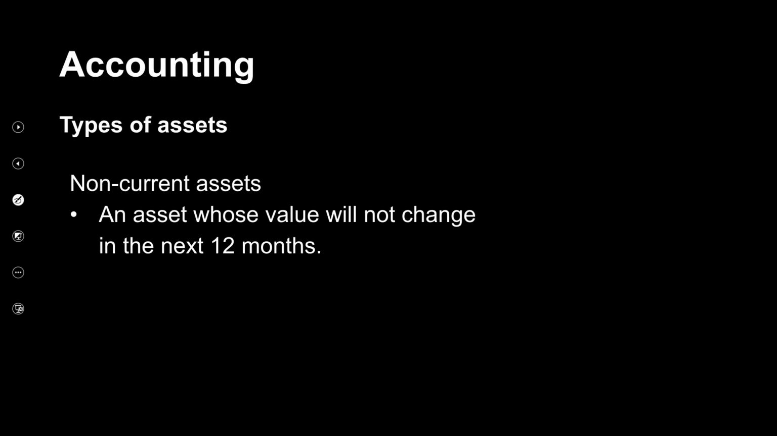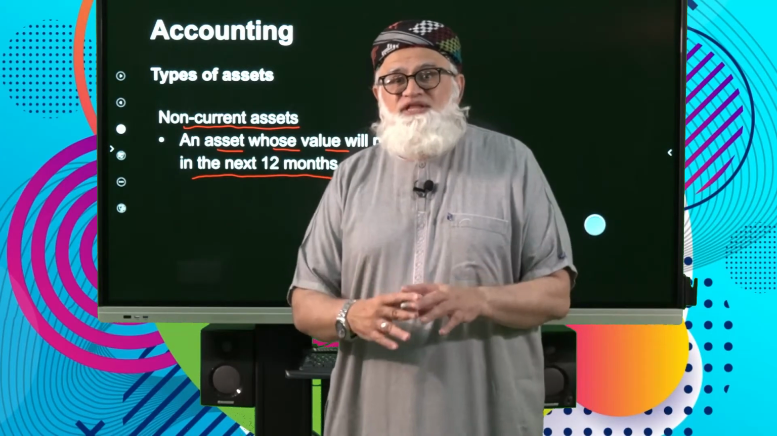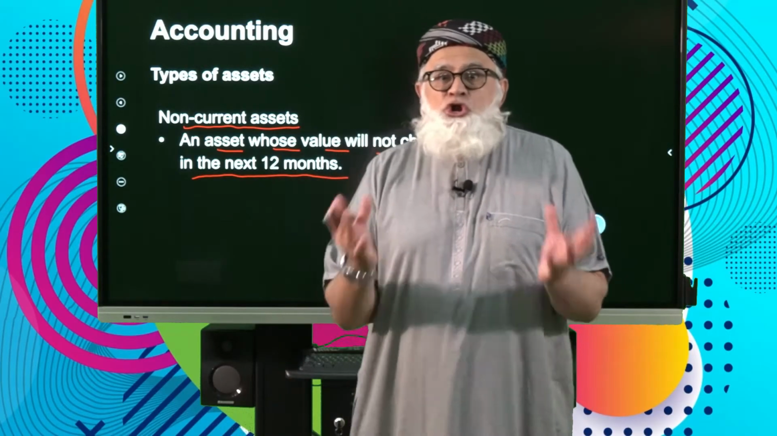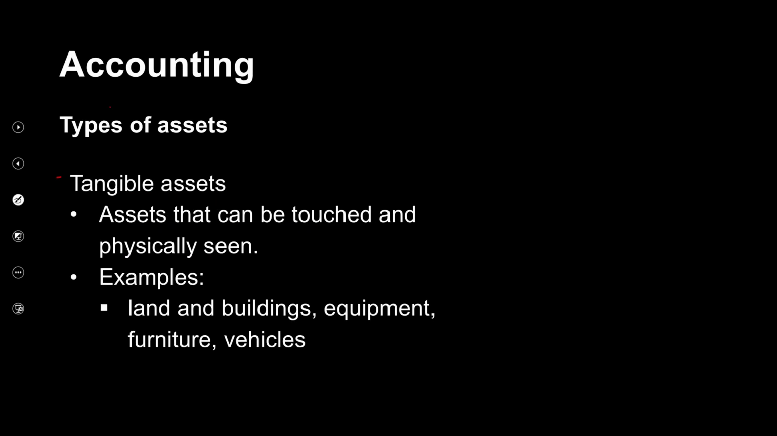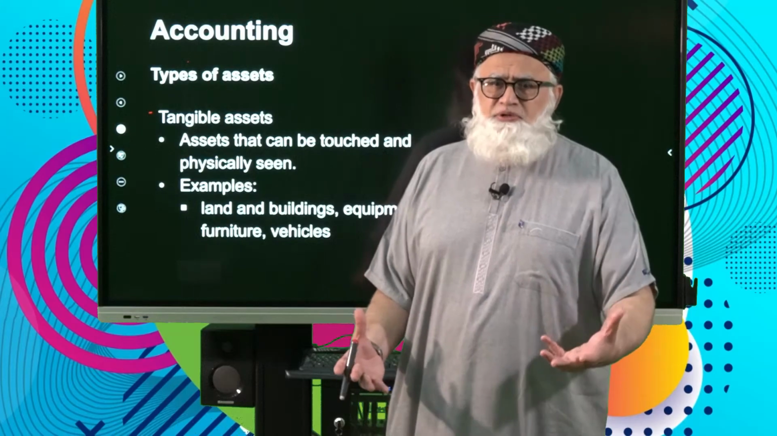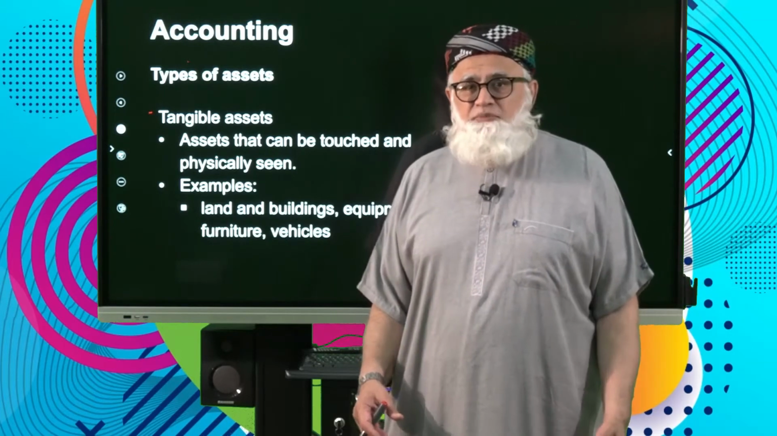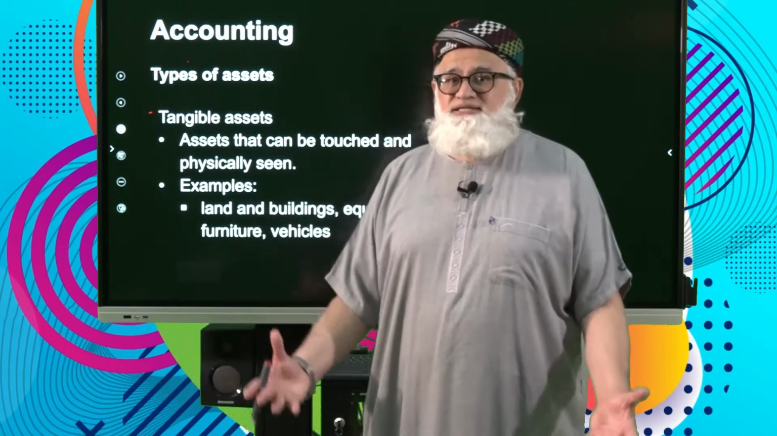What are the types of assets that you have? You have non-current assets. What are those? This is an asset whose value will not change in the next 12 months. In other words, the asset remains constant for a period of 12 months, and therefore it will fall within the category which we call non-current assets. Obviously, the terms are used interchangeably, so sometimes you'll hear me talking about fixed assets, sometimes tangible assets. It's one and the same thing.